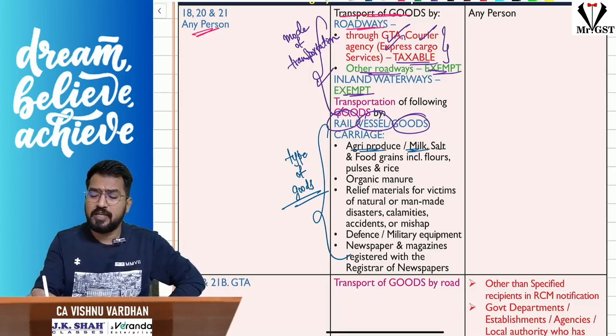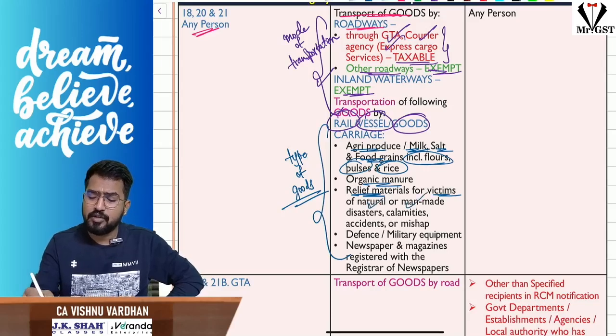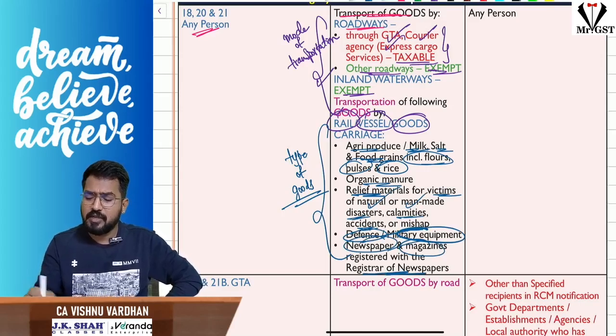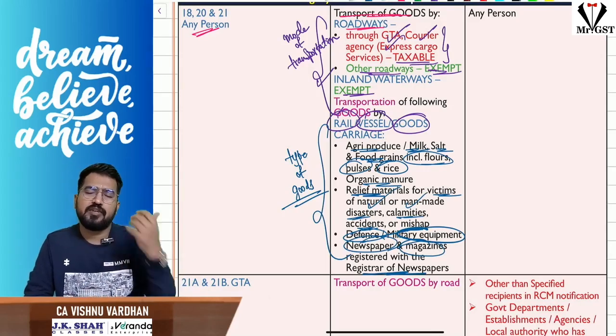Agricultural produce, milk, salt, food grains including flours, pulses, rice, organic manure, relief material for any victims of natural or man-made disasters, calamities, accidents, mishaps, or defense or military equipment, newspapers, magazines which are registered with the Registrar of Newspapers. If you are transporting these things, no matter what the value is, exempt under GST.